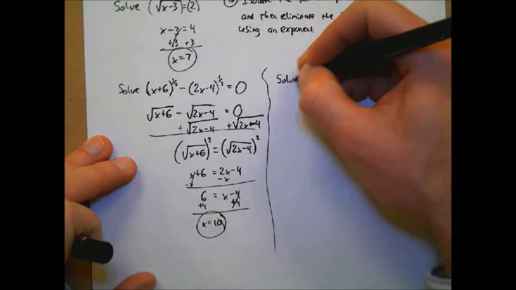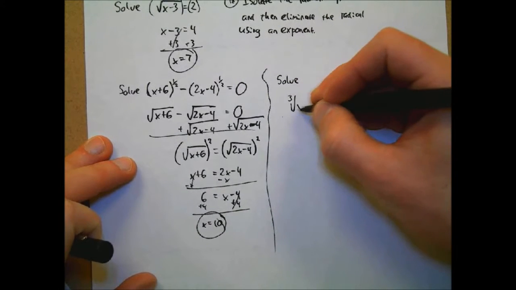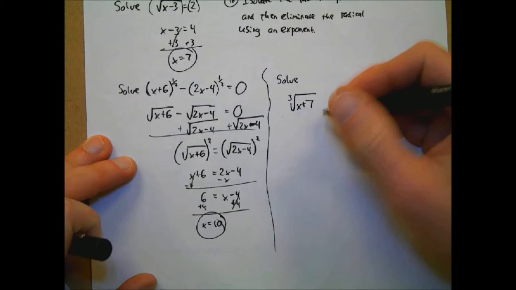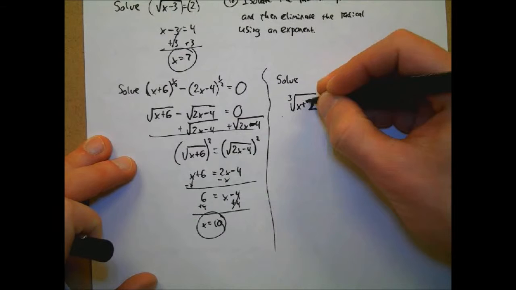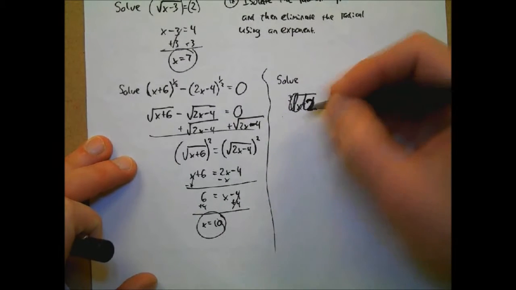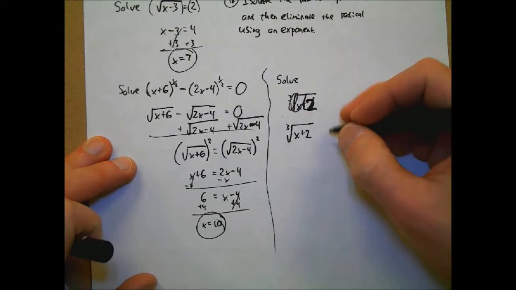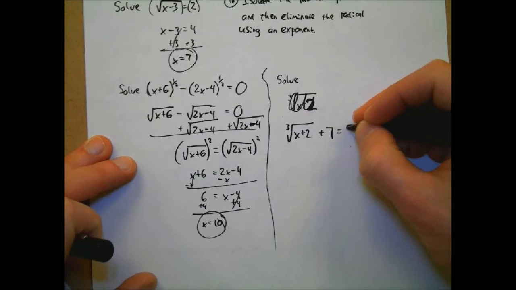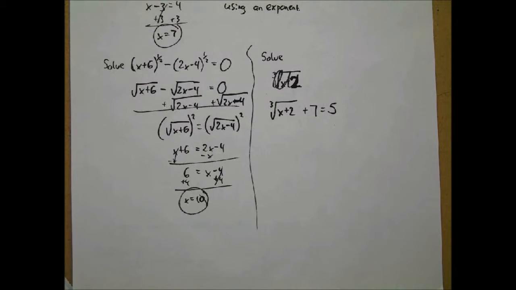Let's change it up a little bit here. Ooh, cube. Oops, I'm messing up here already. It's a cube root. That's supposed to be a 2. Okay, the cube root of x plus 2, plus 7 equals 5. Okay. So again, we want to isolate the radical here.